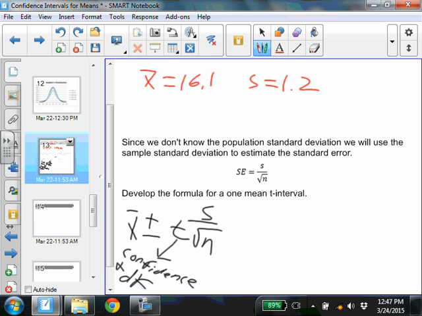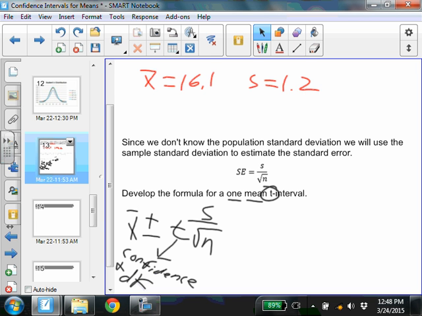Now look at what this one is called. This is the formula for a one mean, because we took one sample and found an average, or a mean, but it's a one mean t interval. It's not a one mean z interval. Why is this one a t instead of a z? Because we have to use the t distribution instead of the normal distribution. So they just changed the name on it. Real simple name change, though. It makes sense.